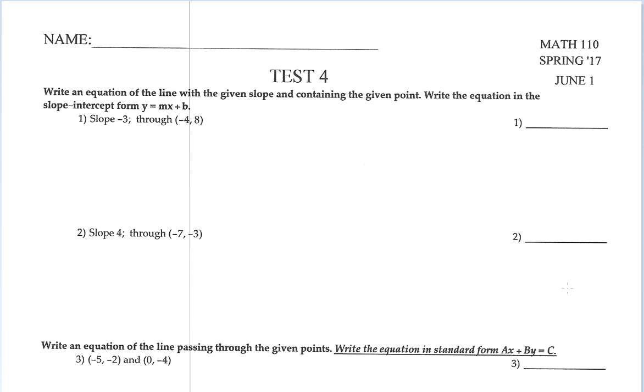Right, test 4B. And let's start with number 1. Write the equation in y equals mx plus b form. So I've got, what have I got here? y minus 8 equals negative 3 times x plus 4.